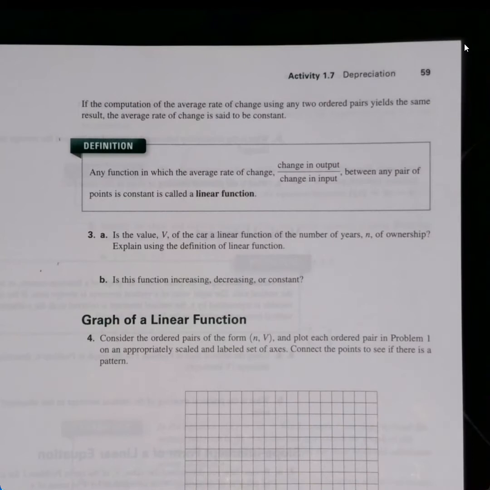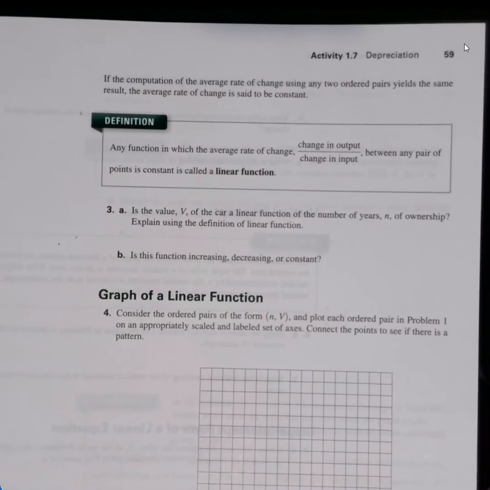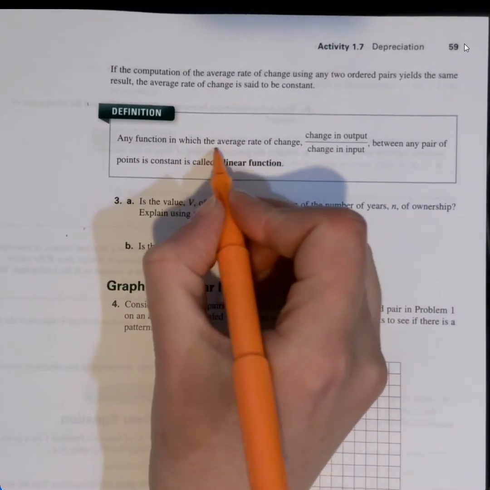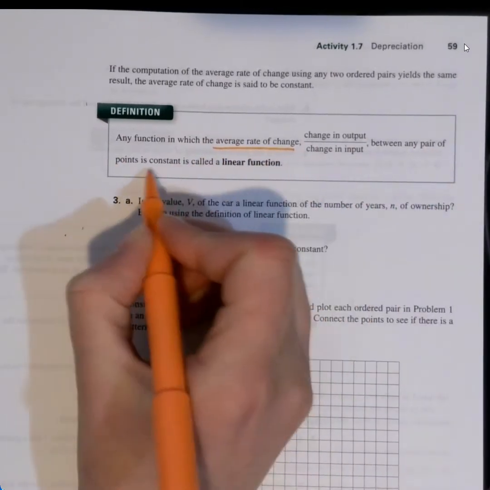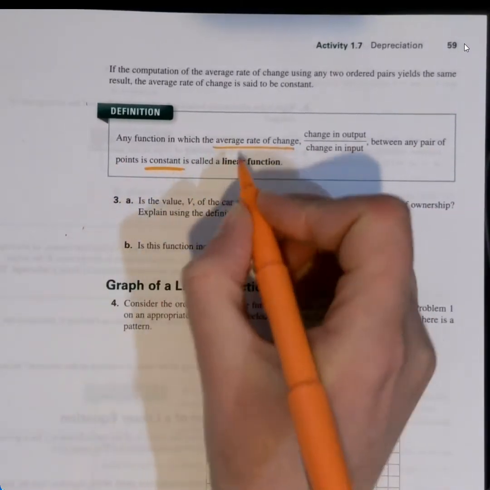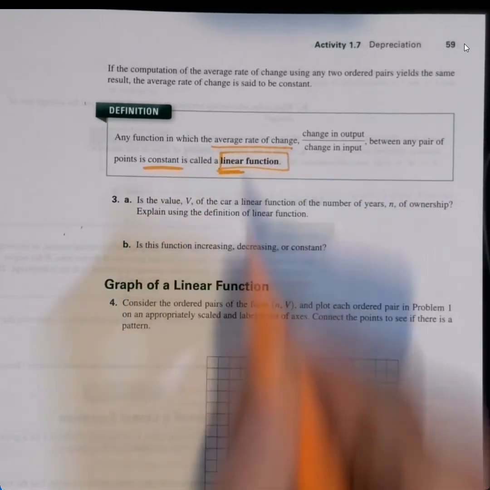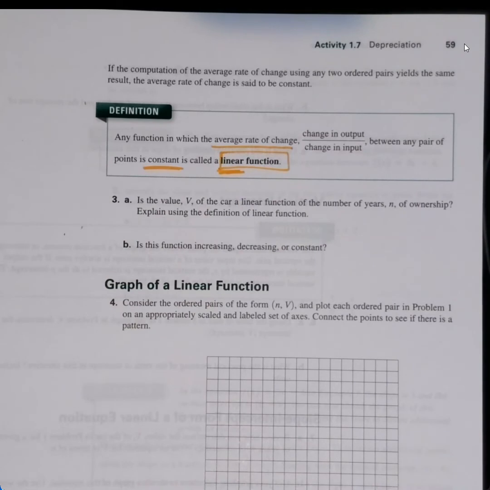All right, over to our next page with our definition. Anytime that you compute the average rate of change between any ordered pair and it's constant, you get the same thing, then the type of function that you have is going to be a linear function. Not all functions are linear. Some functions have different rates of change depending on which values you compute them from. We saw that up in section 1.6. But if you have the same average rate of change, no matter which ordered pairs you choose, your function is going to be linear.